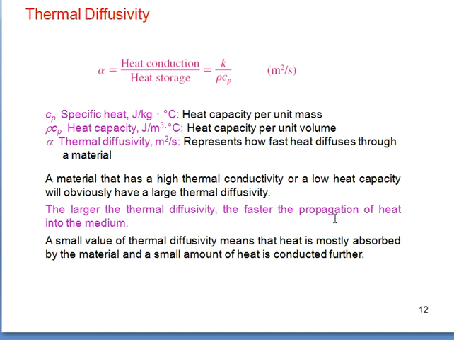The material that has a higher thermal conductivity or low heat capacity will obviously have a large thermal diffusivity. If there is high thermal conductivity and low heat capacity or heat storage, then it will have a higher thermal diffusivity. The larger the thermal diffusivity, the faster will be the propagation of the heat into the medium. The diffusion will take place faster. The smaller value of the thermal diffusivity means that heat is mostly absorbed by the material and a small amount of heat is conducted further. Here the absorption of the heat takes place if a lower diffusivity is present.